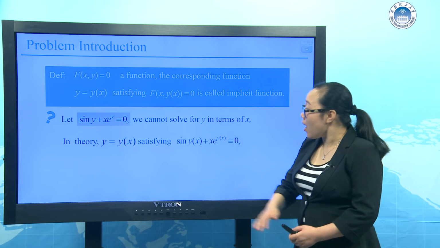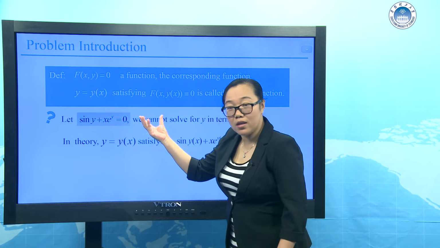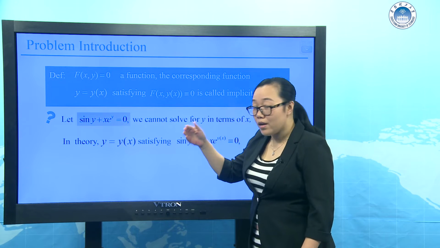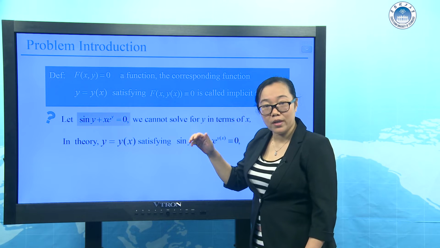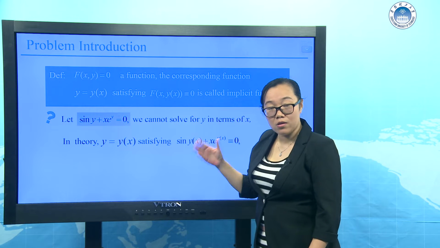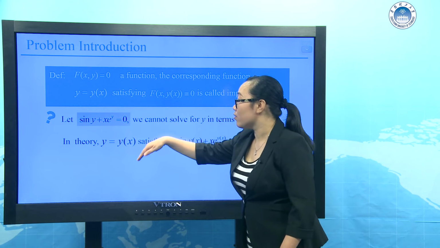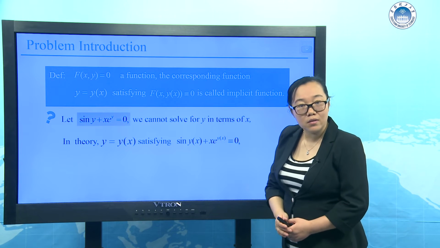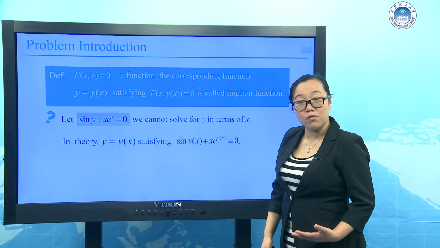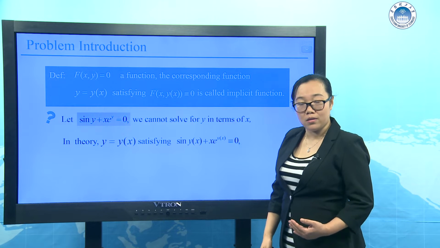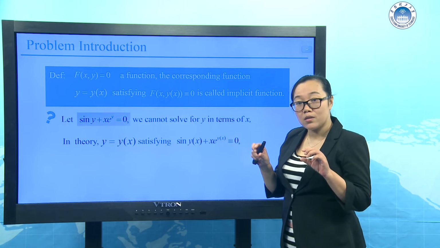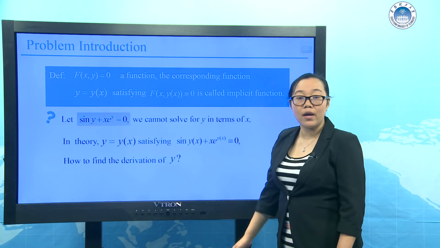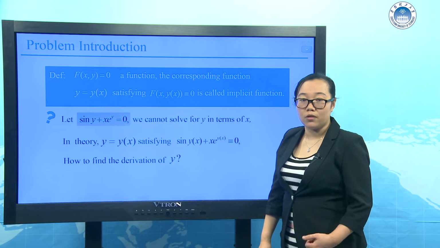This means if x is given, in theory y will be fixed. If x is equal to some number, we can get some special number of y. So in theory, y equals y(x) always satisfies this expression. At this time, we cannot solve for y in terms of x, but in theory there is some function relationship between x and y. So y is called the implicit function.